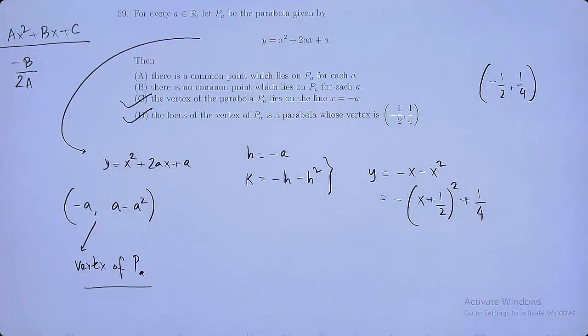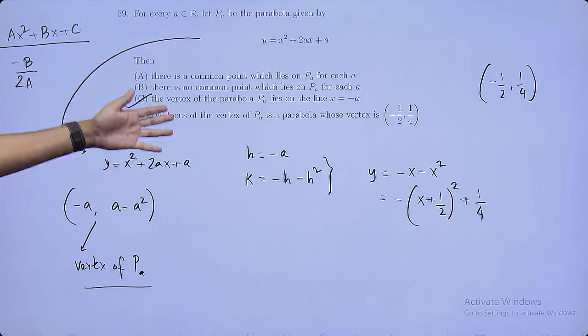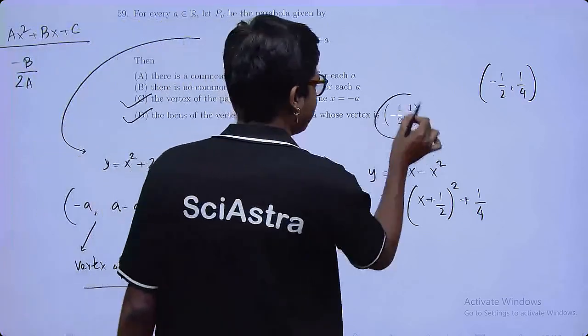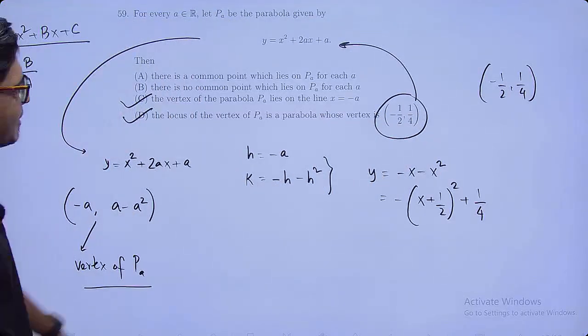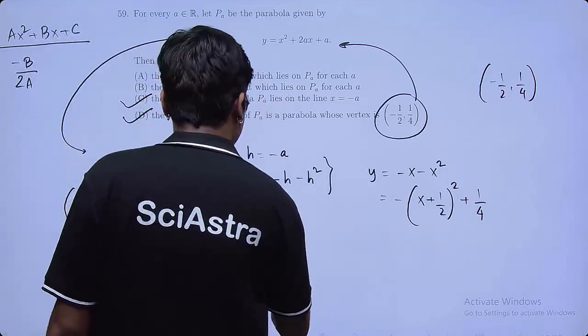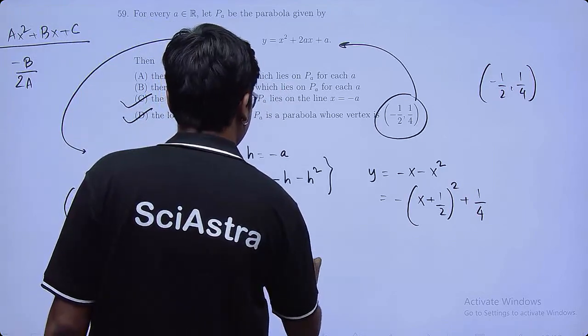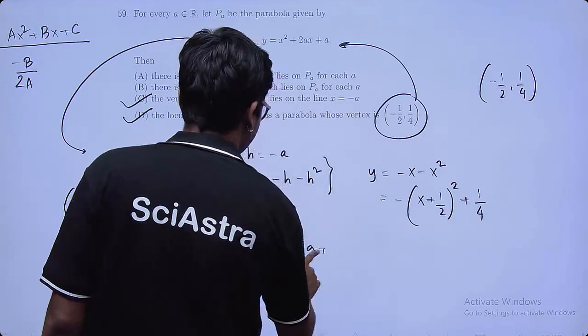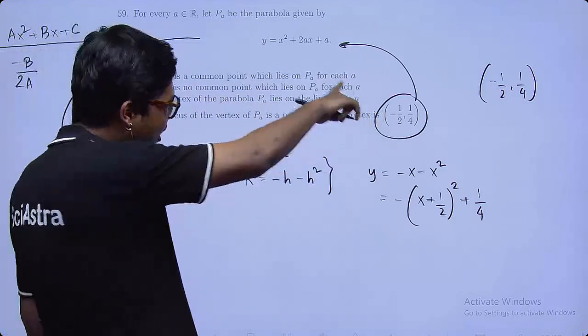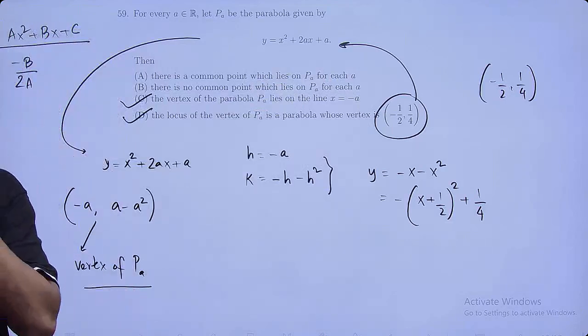Alright. Now the only part remaining: is there a common point which lies on PA for every value of a? No matter what a is, you want to find a common point. The easiest way would be to just find some point that lies on this. This was given in the question. If you had just plugged this in, you would have gotten the answer. If you put x equal to minus half, you'll get y equal to 1 by 4 minus 2a plus a, so minus a plus a cancels, and that's 1 by 4. So this is the common point that lies on this parabola for all values of a.